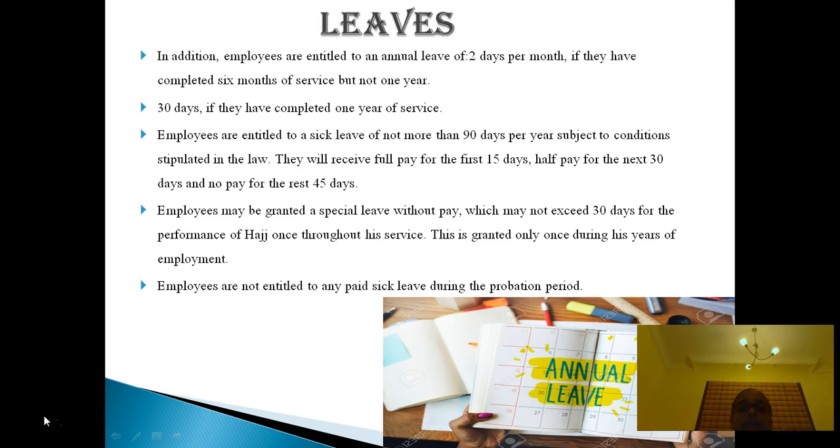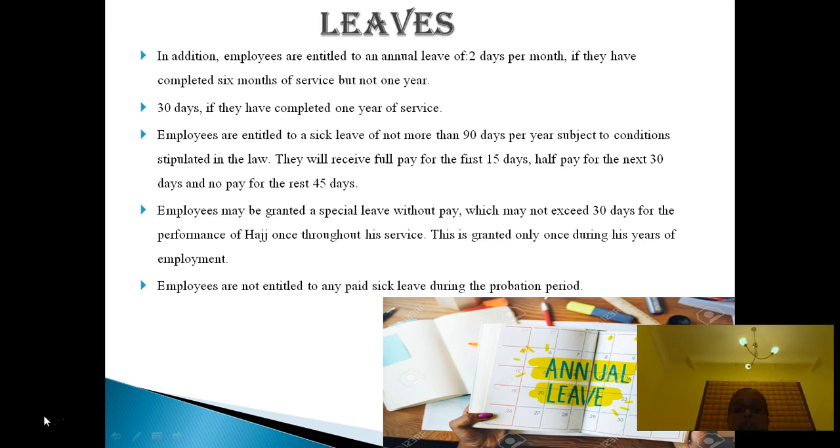Employees are entitled to a sick leave of not more than 90 days per year, subject to conditions stipulated in the law. They will receive full pay for the first 15 days, half pay for the next 30 days, and no pay for the remaining 45 days.